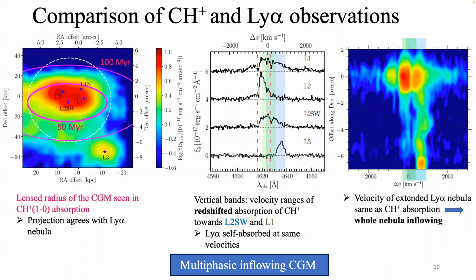These boxes appear also in the position velocity cut here, and I want you to note that the extended part of the Lyman alpha nebula agrees in velocity with this CH+ absorbing gas, which is telling us that these two phases are dynamically coupled, and therefore that this whole extended part of the nebula is also inflowing towards the galaxies, as the CH+ absorbing gas. So what do we learn again from this comparison? First, that the CGM is multi-phasic, and very importantly, that all of it is inflowing towards the galaxies.